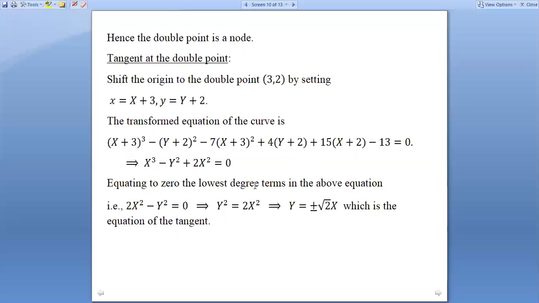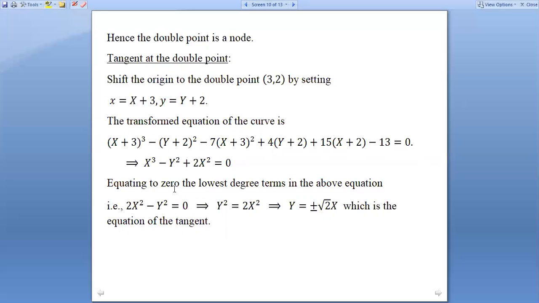Now to find the tangent at the double point: the origin is not the double point, so we have to shift the origin to the double point by setting x equal to x plus 3, y equal to y plus 2. The transformed equation of the curve, after changing x to x plus 3 and y to y plus 2 and simplifying, is x cube minus y square plus 2x square equal to 0.